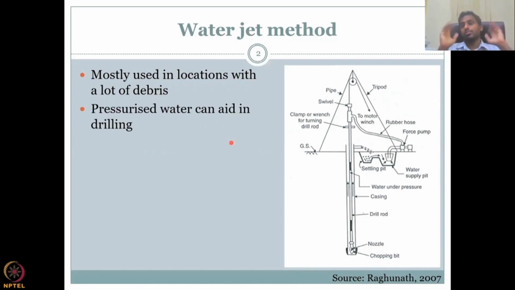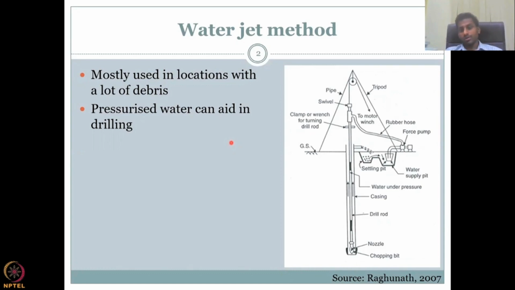Pressurized water can aid in drilling also. It's not only to remove the debris, but also the water along with the spinning drill can help in breaking the particles faster. So think there is a drill which is spinning, okay? So if there is water also hitting hard, water and the drill aid together. So they mix well together and they break the rock. Please Google some videos on that, you'll be seeing it.